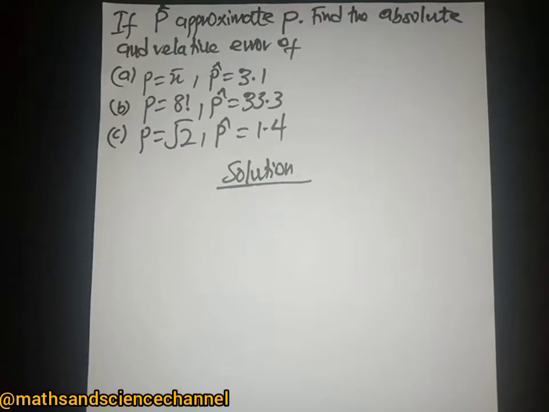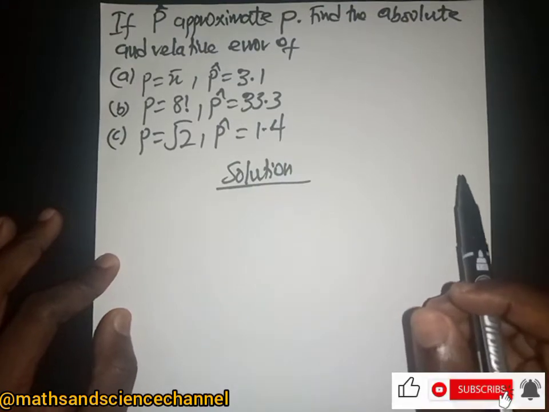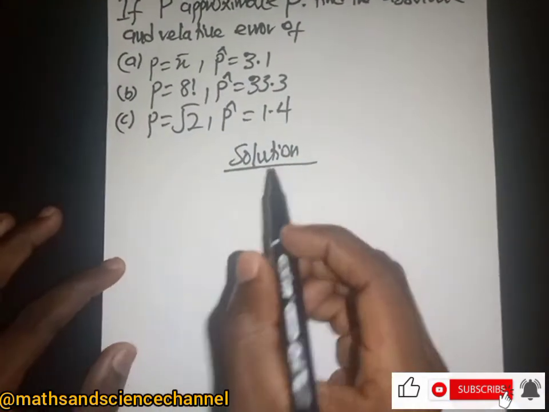Hello students, welcome once again, and this time we have a question on absolute and relative error. So we are to, if p star approximates p, find the absolute and the relative error of p. So we have for each one of them.